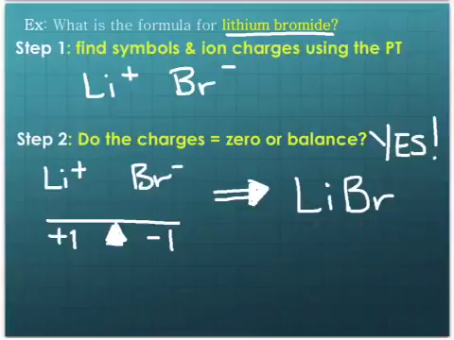But to prove it to you, here's my teeter-totter. Lithium's positive charge on the left side, bromine's negative charge on the right side, which means that on the teeter-totter, this is nice and happy just being flat.